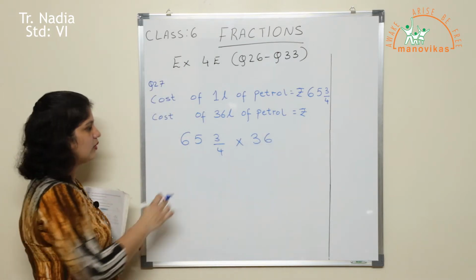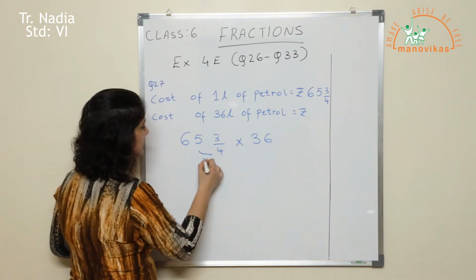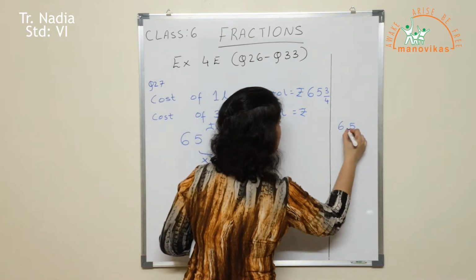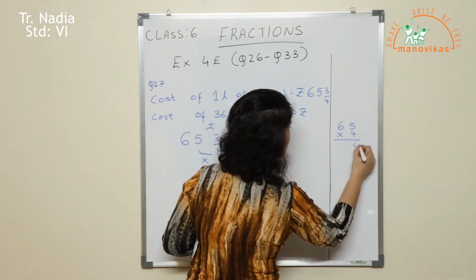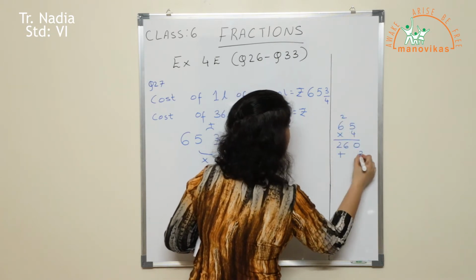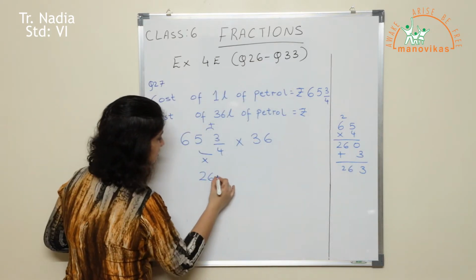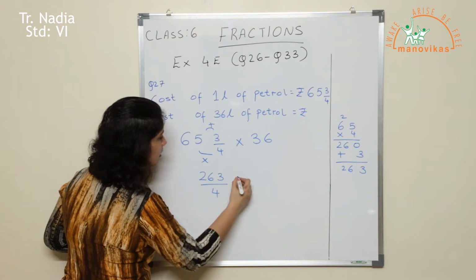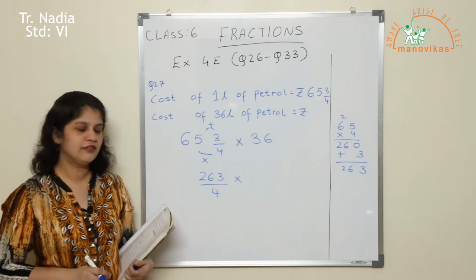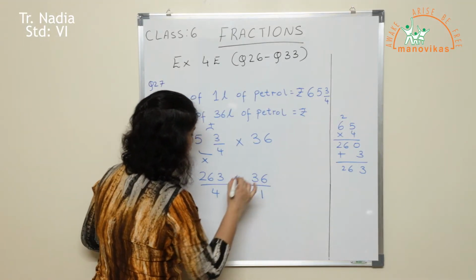Now look here, one of them is a mixed number, the other is a whole number. Mixed number converted to a fraction. Work it out in the rough column. What is 65 multiplied by 4? 4 5s are 20. 260 plus 3. So this will become 263 upon 4 multiplied by the number 36, which has to be converted to a fraction. For that, you will have to put 1 in the denominator.